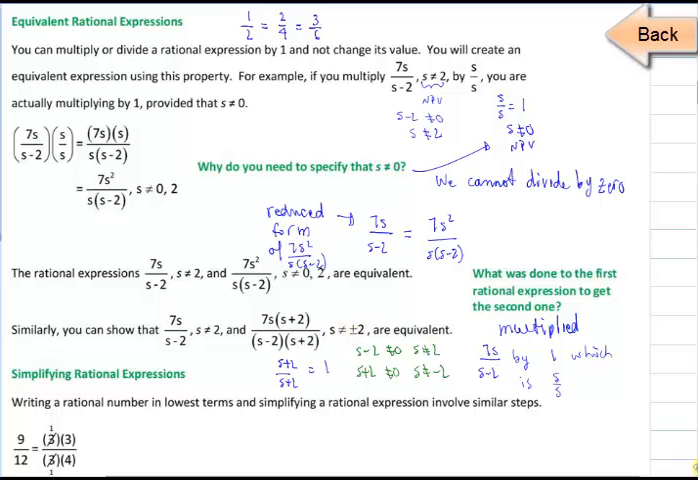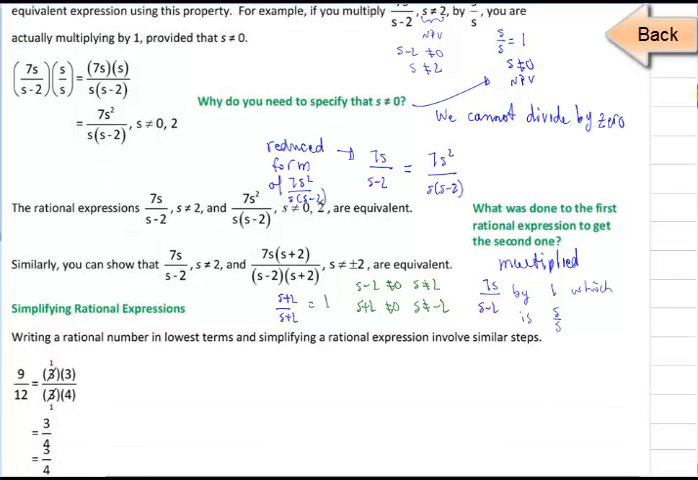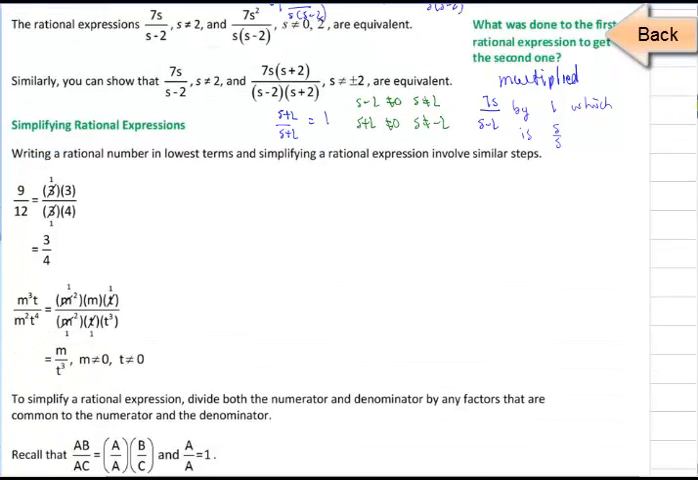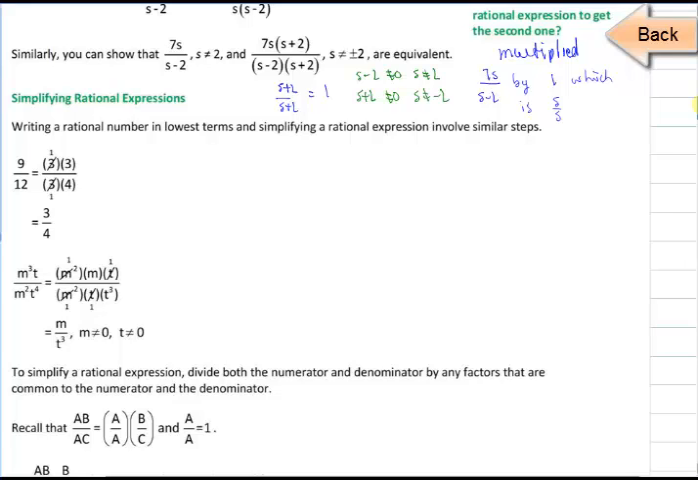Okay, so let's take a look at simplifying rational expressions. How do you simplify rational expressions? In other words, take an expression which is not simplified and write it in its simplest form. Writing a rational number in lowest terms and simplifying a rational expression involves similar steps.